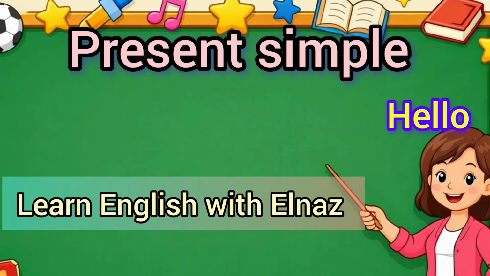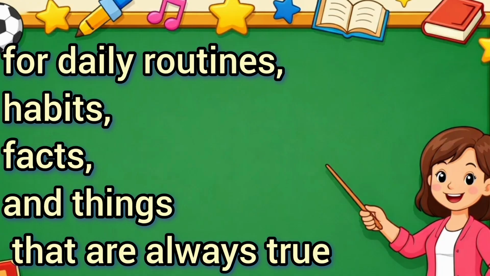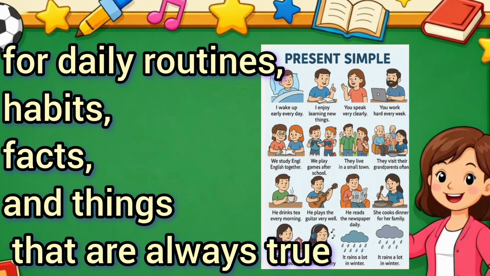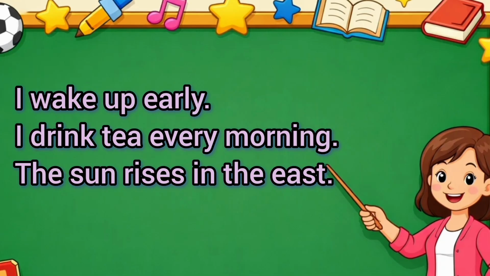Today, I want to talk about the simple present tense. We use the simple present to talk about daily routines, habits, facts, and things that are always true. I wake up early. I drink tea every morning. The sun rises in the east.